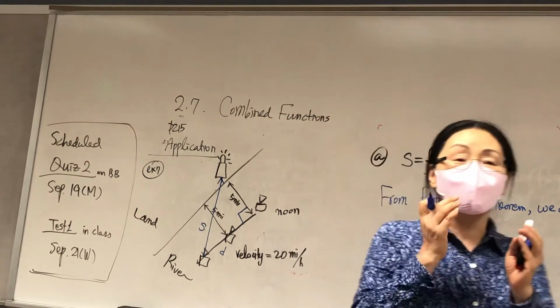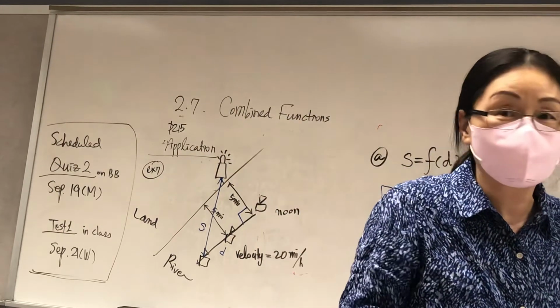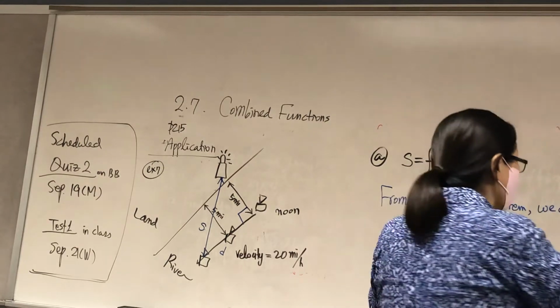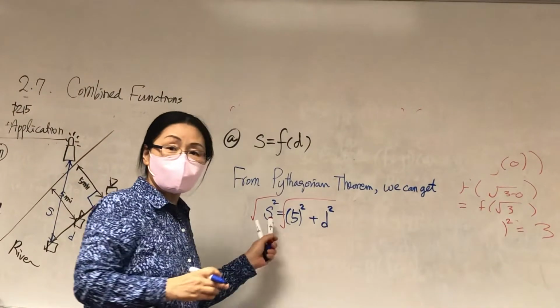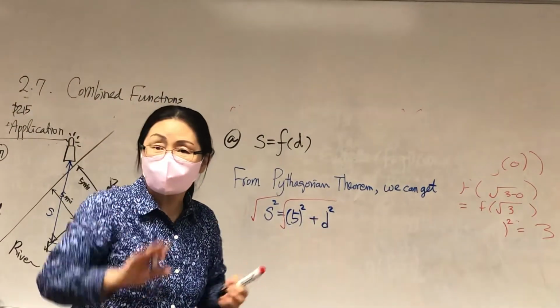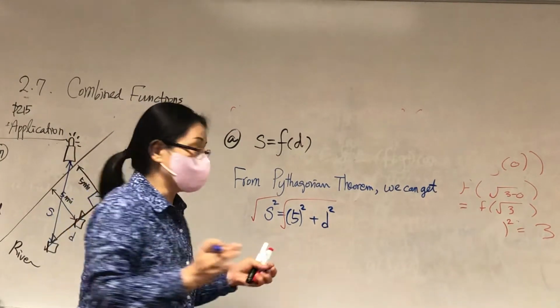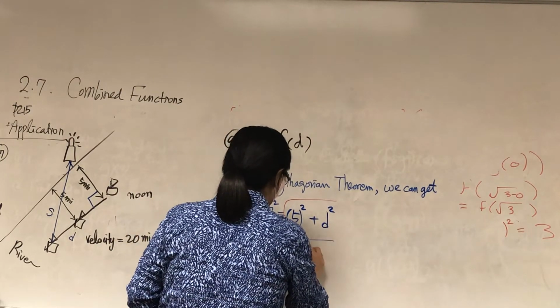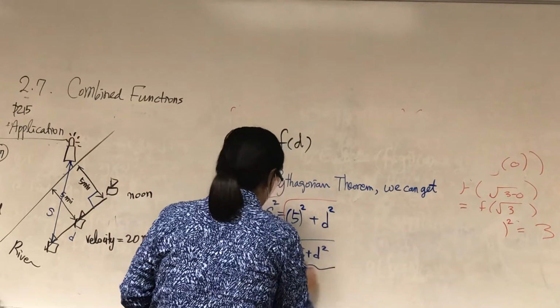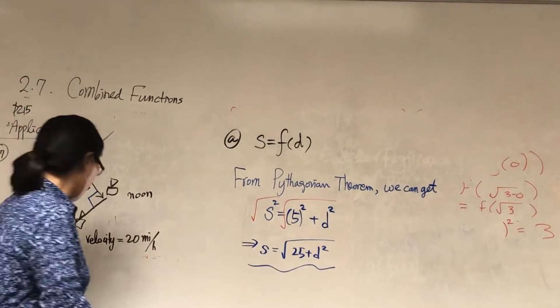But this is a word problem, and we measure all distances as positive values, so we don't worry about plus or minus. Don't break down your square root if the operation inside is addition or subtraction. So S equals the square root of 25 plus D squared. That's your first answer.